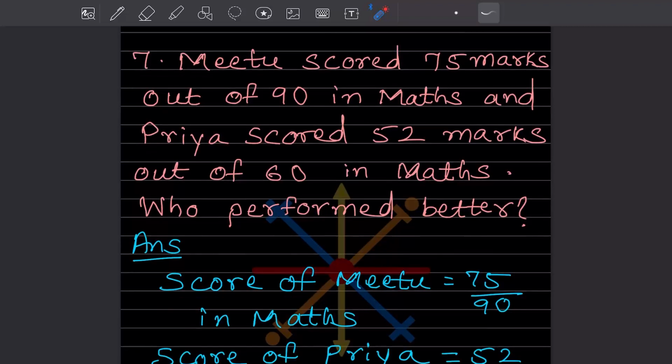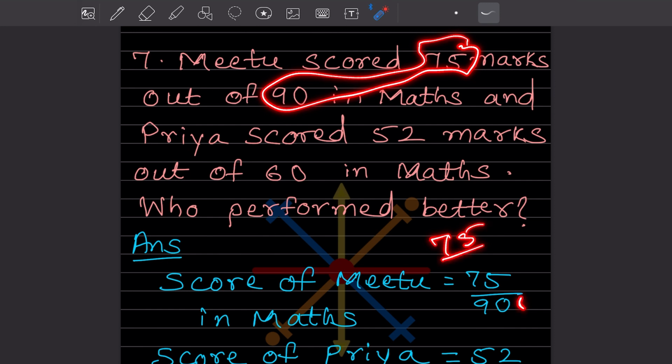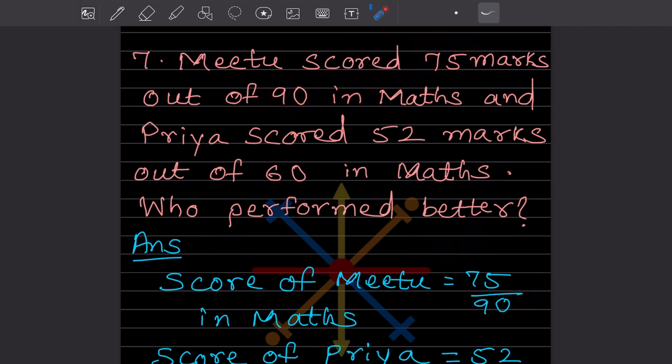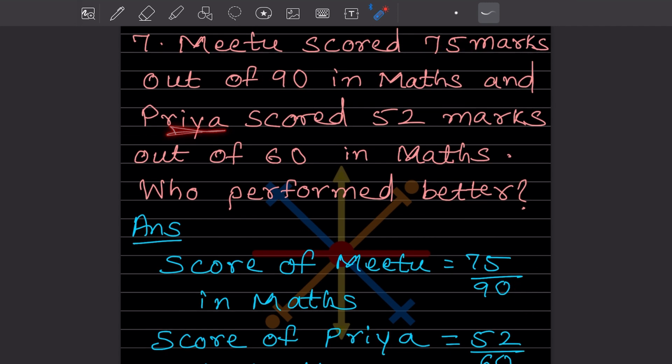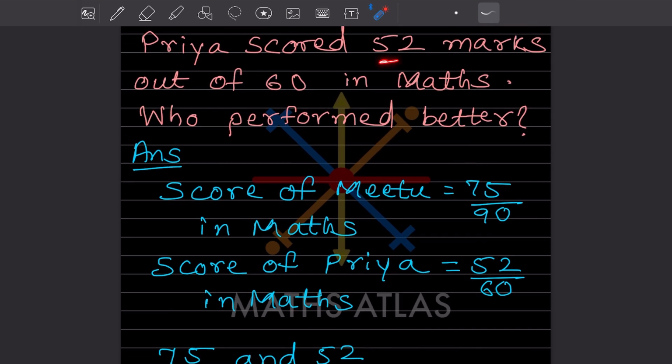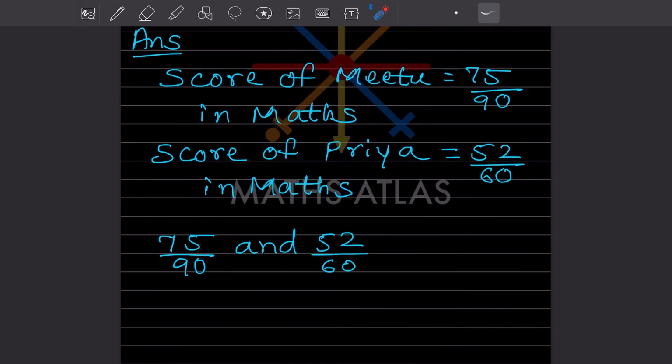So now the next question is: Meetu scored 75 marks out of 90 in maths and Priya scored 52 marks out of 60 in maths. Who performed better? Now see here, the score of Meetu in maths is 75 out of 90, which means 75 divided by 90. This is the total. As I told you, in the denominator you have to write the total. And the score of the other, Priya, in maths is 52 out of 60. So now we are going to compare these two numbers, 75 by 90 and 52 by 60.